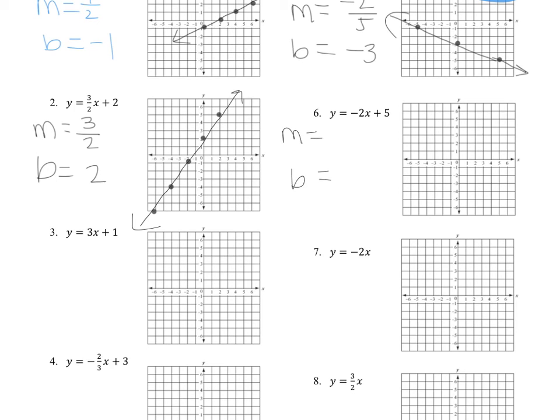M equals, B equals. What does M equal? Negative 2. So here's where you really want to make sure M is a fraction. Negative 2 over 1. And B equals 5. So I'm going to plot which one first? B. B goes on the y-axis.